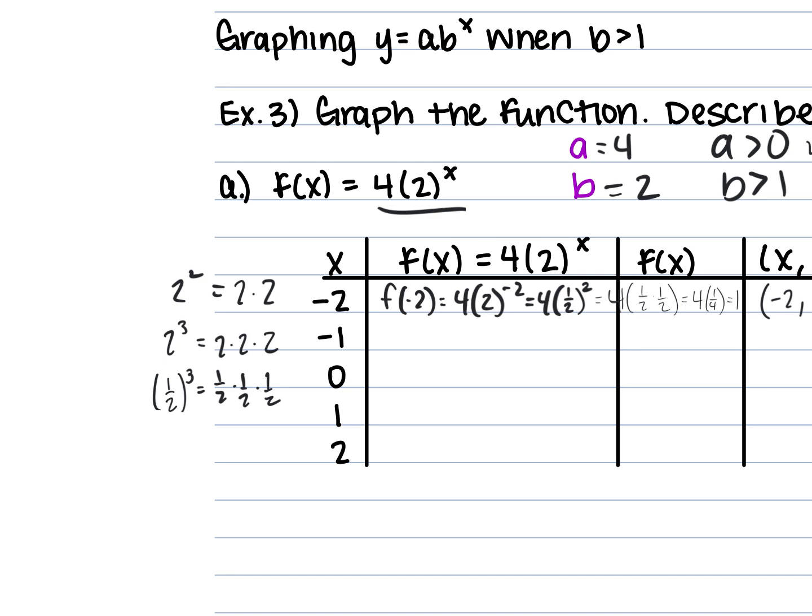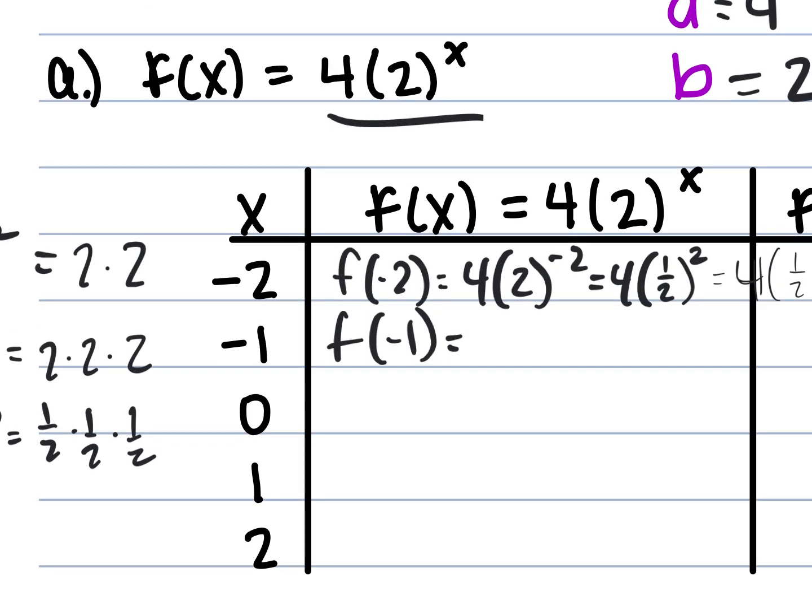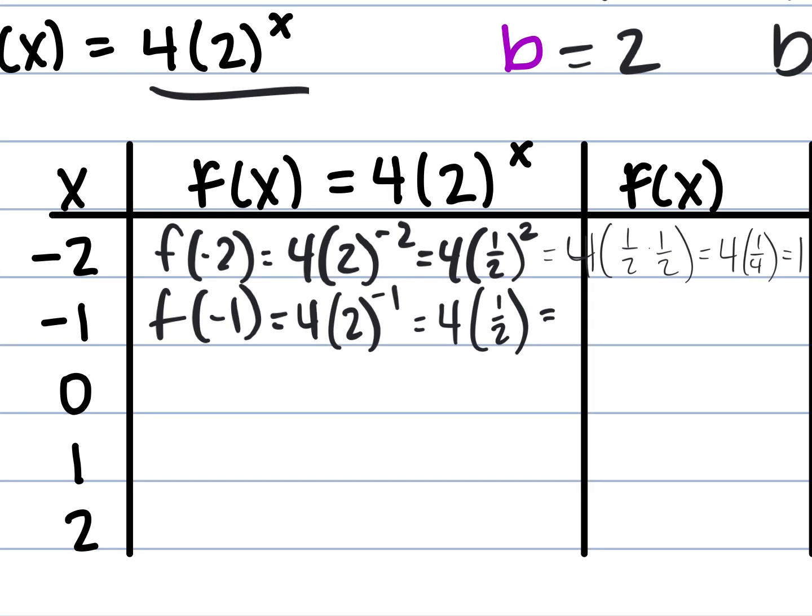Let's do -1. So f of -1 equals 4 times 2, and the exponent is -1. What do I do with negative exponents, Kyra? You have to flip the 2. Very good. So what is it going to be? 4 times 1 over 2. You don't need to put the exponent 1. Very good, because anything to the first power is just itself. What's 4 times a half? It's 2. So this is 4 over 2, which is 2.